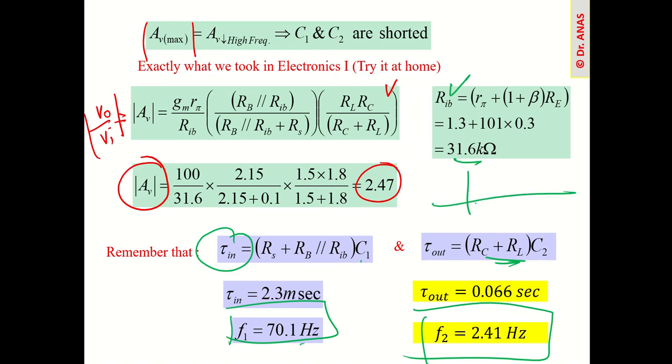here, this F1 is basically 70 Hertz. This F2 is basically 2.4 Hertz. So the graph will look like this one. This is the first corner frequency, this is the second corner frequency here for this case.